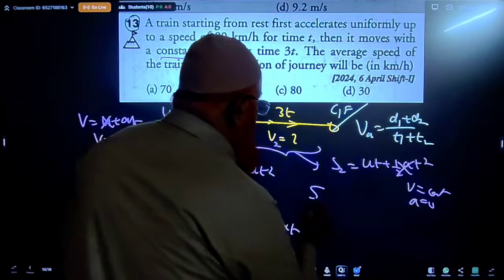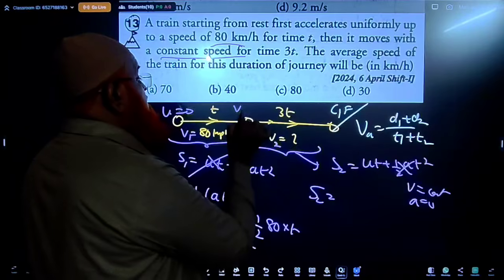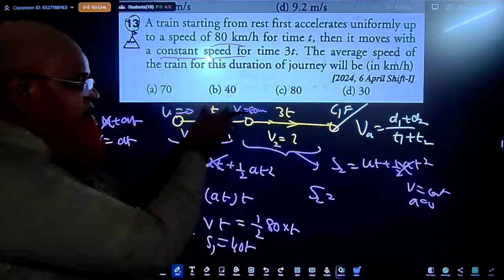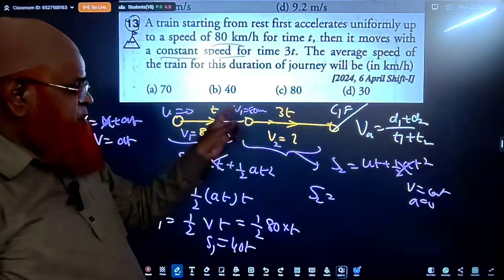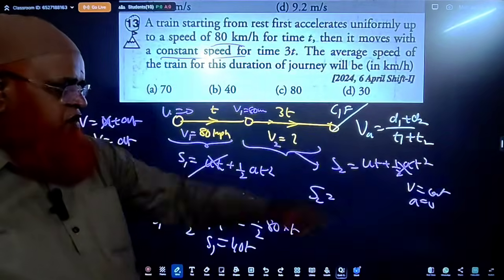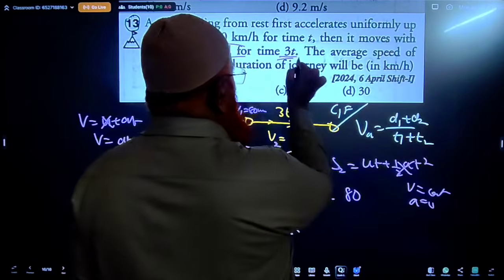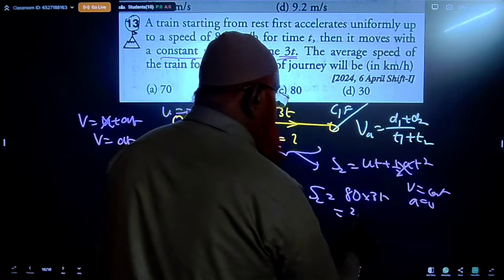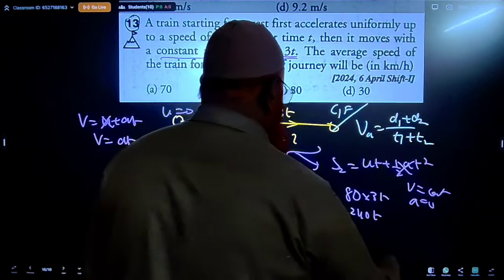So you'll find S2 is equal to ut. U means what? The speed with which it came up to here, 80 km/h. So it will continue with the same speed. Understood what I'm saying now? This speed it will continue constantly. So we got this as 80 into the second time, which was 3t, so 80 into 3t. How much is it going to be? 3 8s are 24, 240t. Hope you understood now.